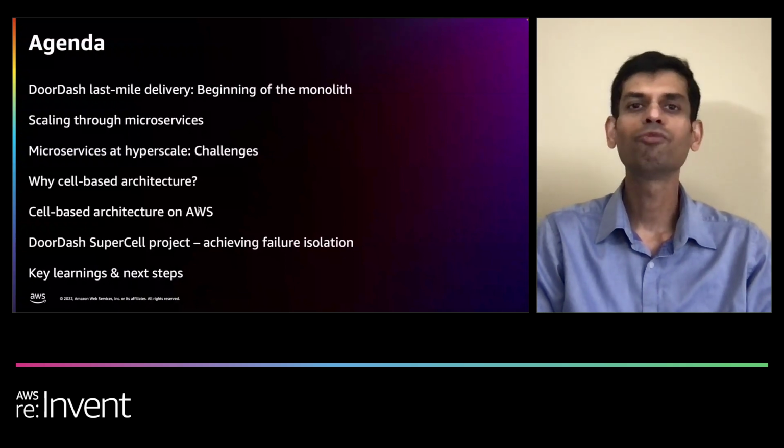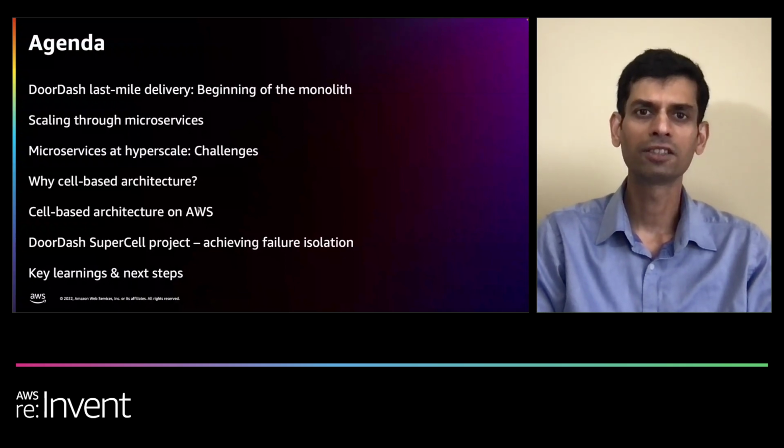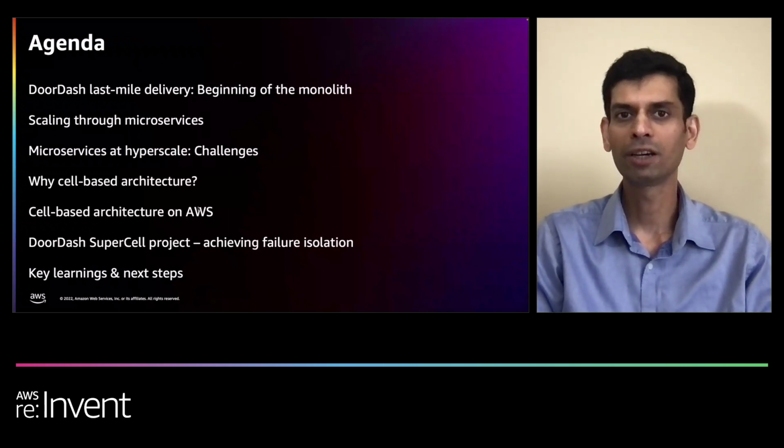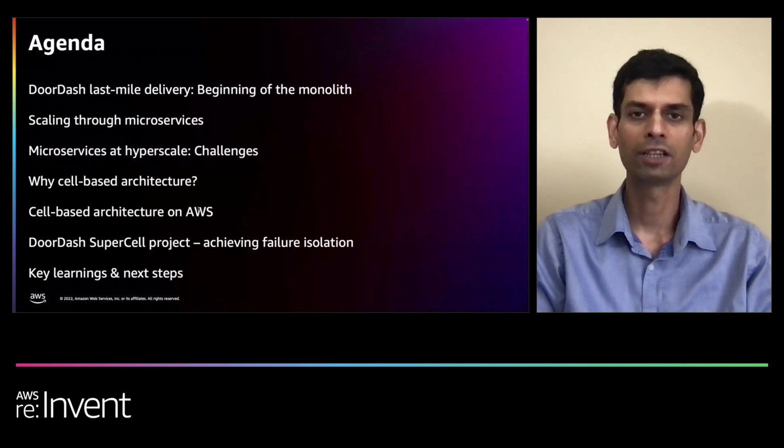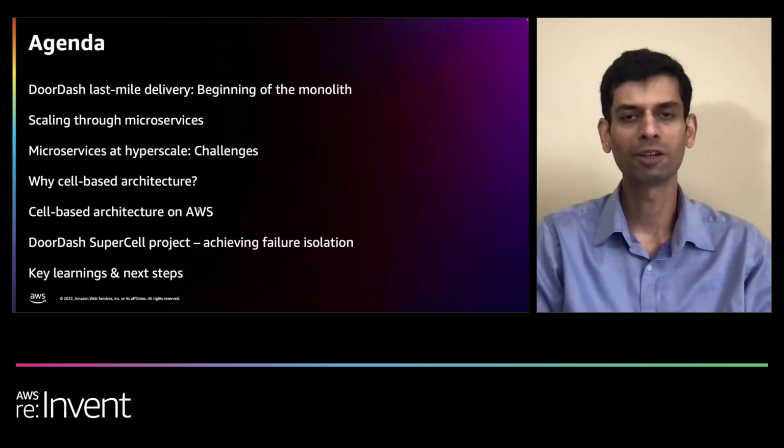You are expected to have some familiarity with AWS networking services and some of the compute and database options available on AWS. Both Jay and I will be interleaving our talk as Jay walks through DoorDash's journey and I talk through the concepts of the architecture and the AWS service ecosystem. Let's start then by looking at DoorDash's business model.